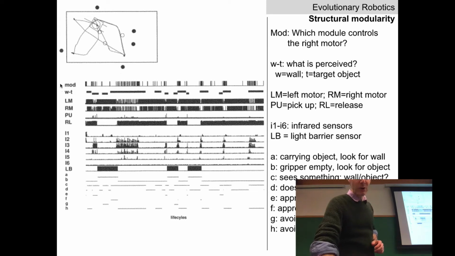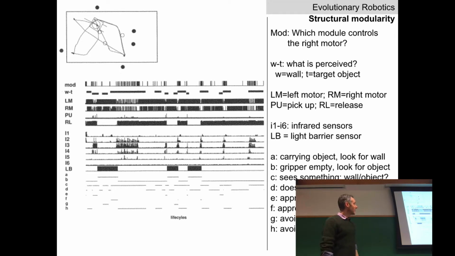So in the top row here is mod. This is module. And what they're recording over the lifetime of this particular robot is how the pair of selector neurons in the right motor is switching. So when there's a gap, that means the left selector neuron was greater than the right selector neuron, and the left module was in charge. And when there is a black tick, that means that the value of the right selector neuron went higher than the left selector neuron, and suddenly the right neural module was in charge.